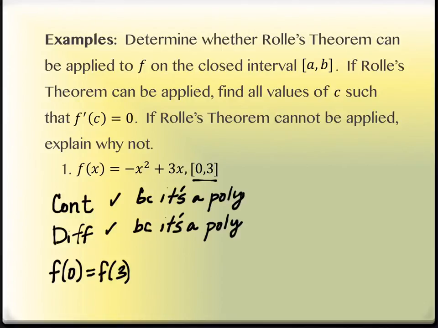All right, the last condition. We get these two, those are good. The last one is to check that f(0) is equal to f(3). If I plug in 0 for this function, what do I get? It is 0. If I plug in 3, what do I get? It's actually 0 as well. So these two are equal, right? So do the conditions of Rolle's theorem hold? They do. We have all the conditions, so Rolle's theorem will apply.